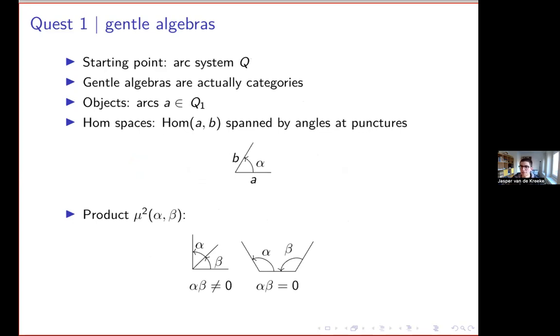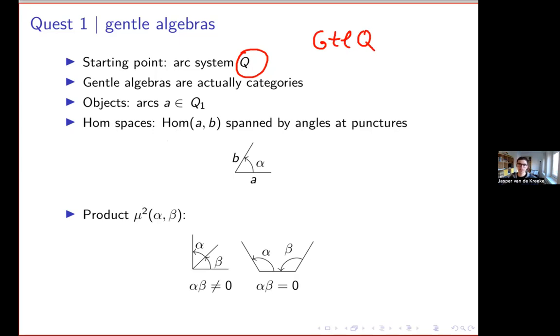Maybe one piece of notation before we get started. I tend to use the letter Q for this. Why do I use Q? Because it looks like a quiver. What are the vertices? The vertices of Q are the punctures, and the arrows in Q are the arcs between the punctures. So I imagine my arc system as a quiver embedded in the surface. I always start from Q, and I will denote the gentle algebras ultimately by GTL(Q).